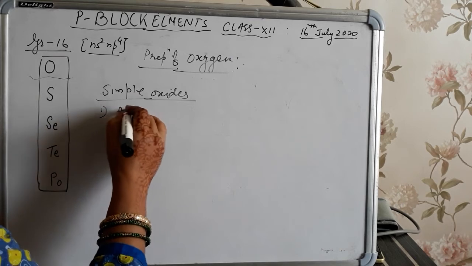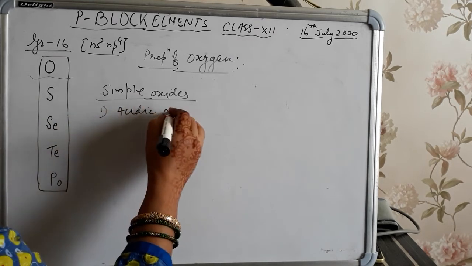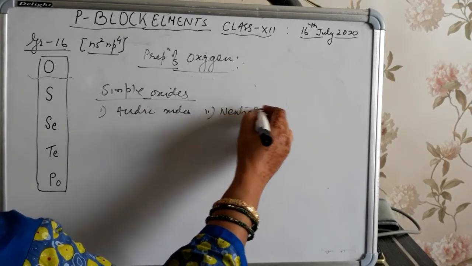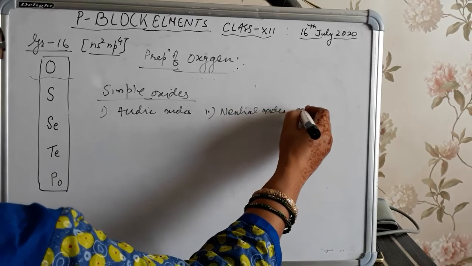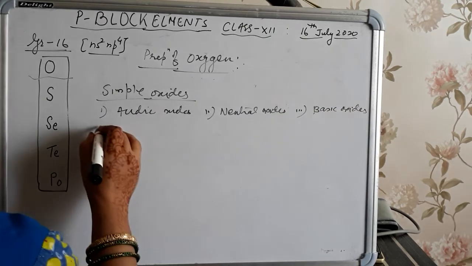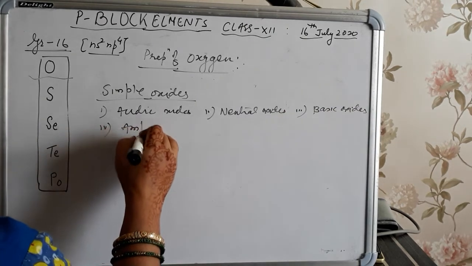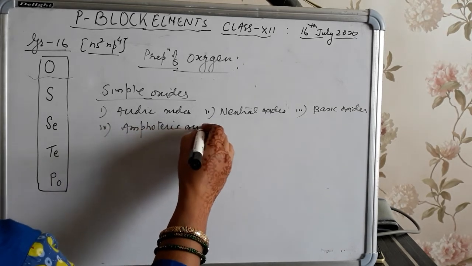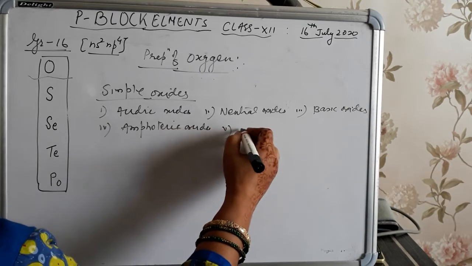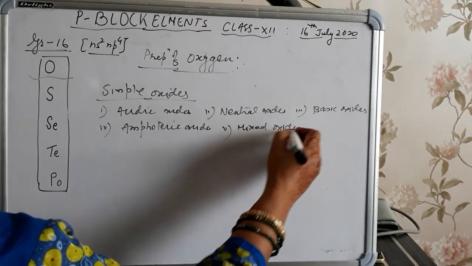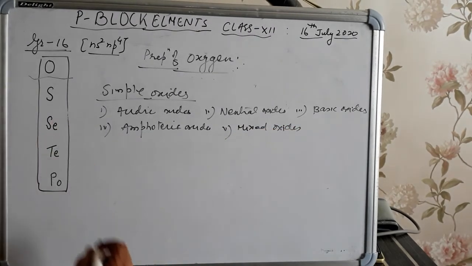It forms acidic oxide, neutral oxides, basic oxides, amphoteric oxides, and mixed oxide. So many oxides are formed by oxygen.